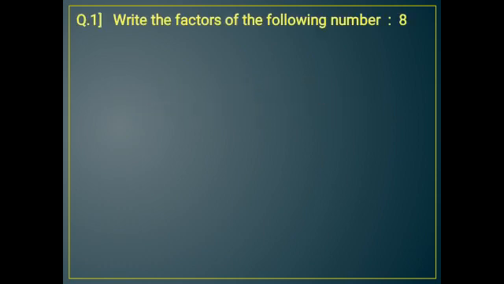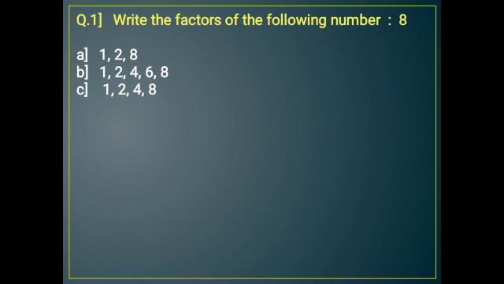First, question number 1. Write the factors of the following number. So, which number? 8. So, this is option A 1, 2, 8. Option B 1, 2, 4, 6, 8. And option C 1, 2, 4, 8. Now, we have to find the factors of 8.